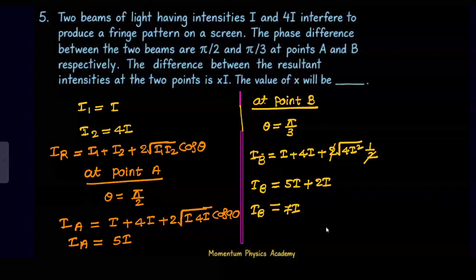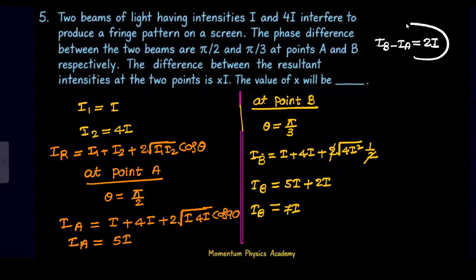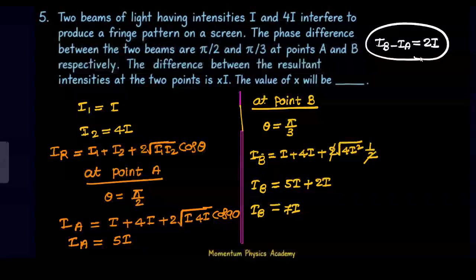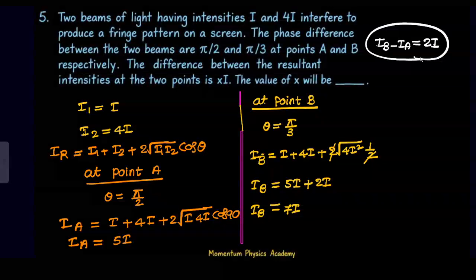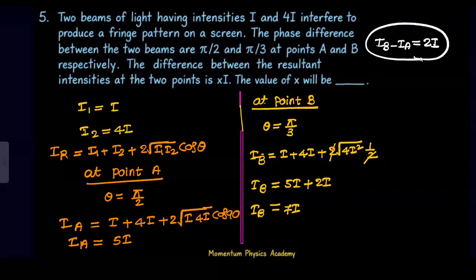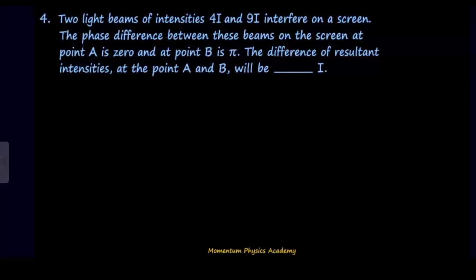Now they are asking to find the difference between these two, that means IB minus IA, which is equal to 2I. Okay. Next one.